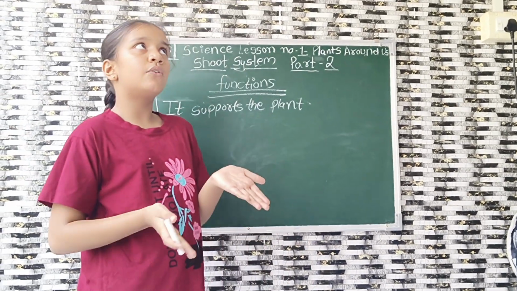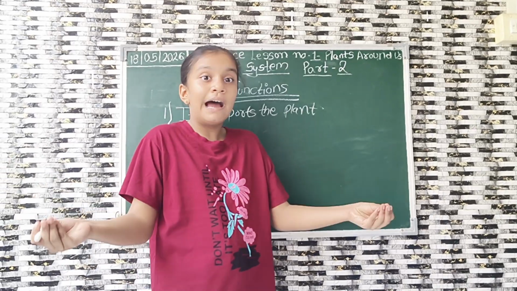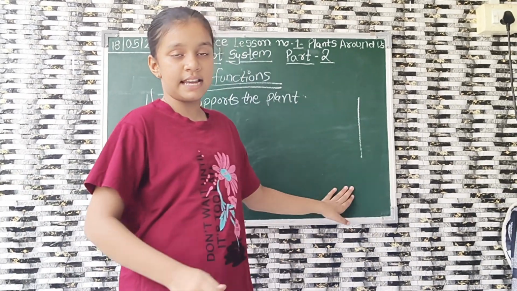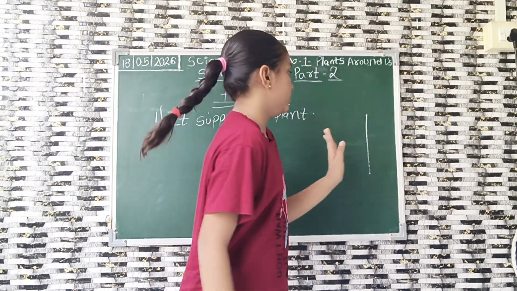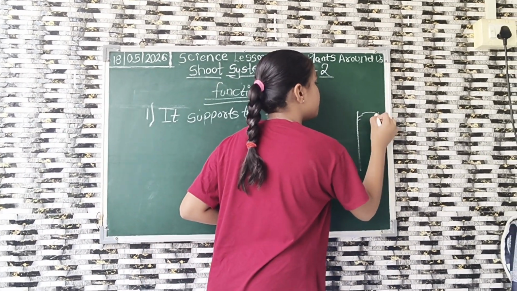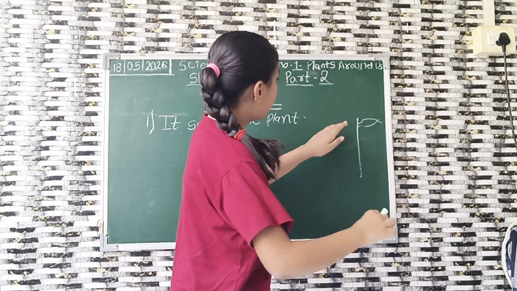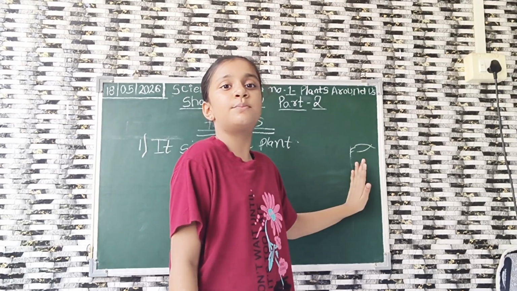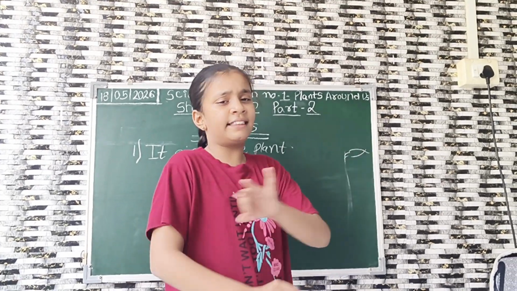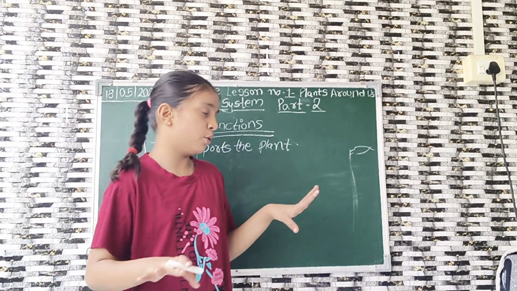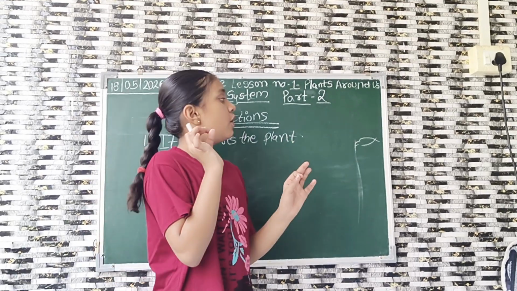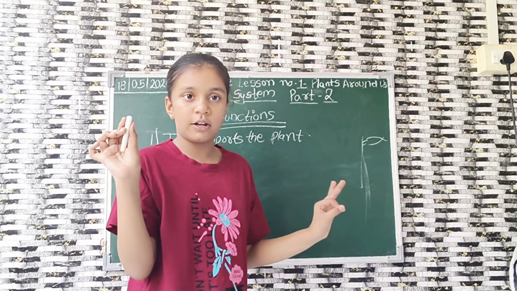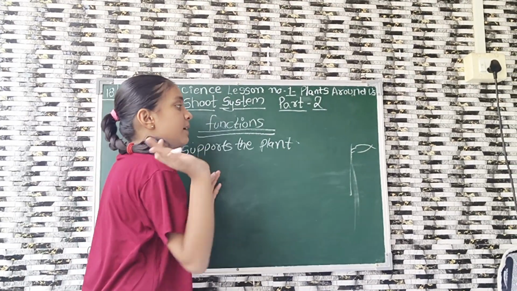Now you will ask, teacher, why? Without support, the bud would fall here and all these things would scatter over. Because of this reason, the stem is very important and it supports the plant.